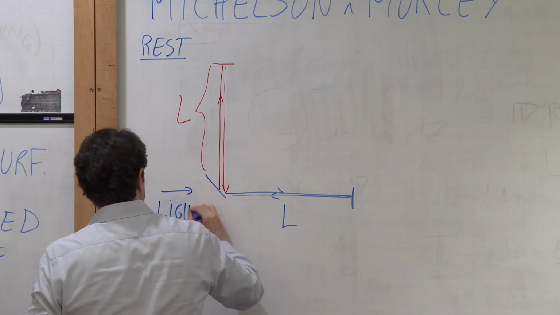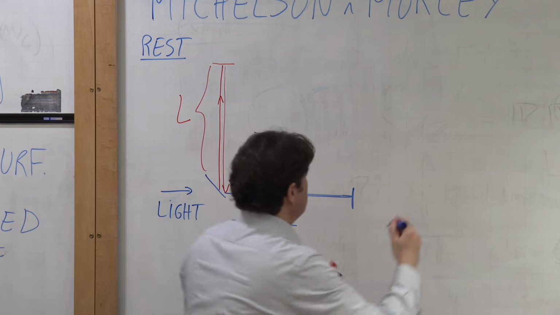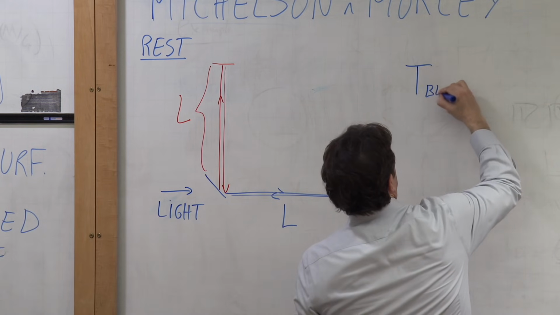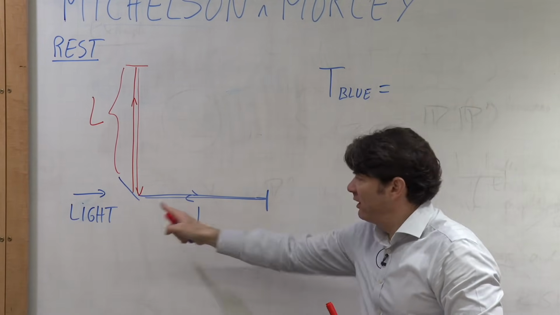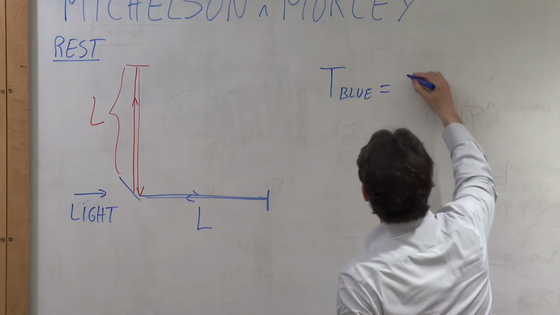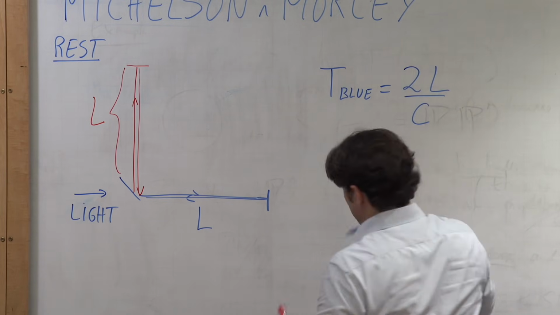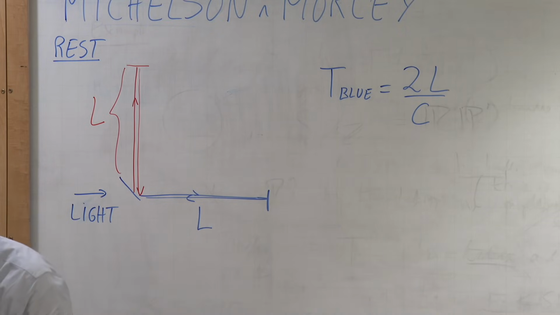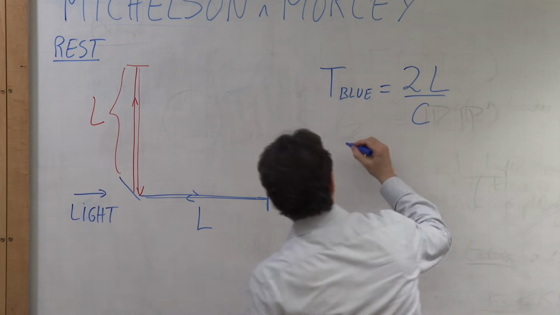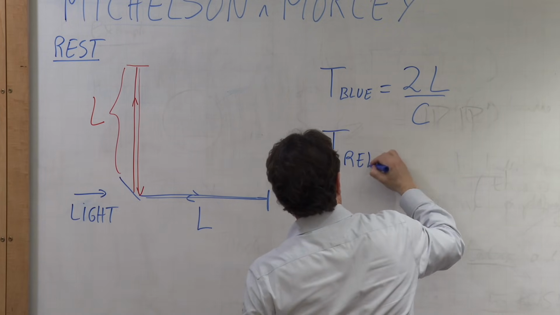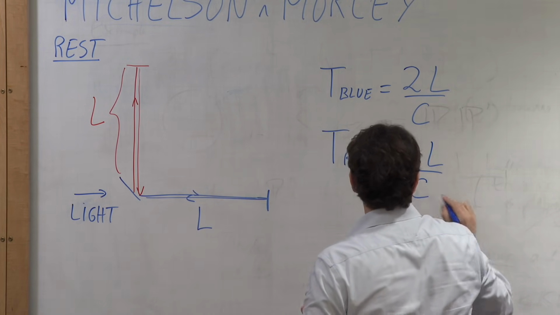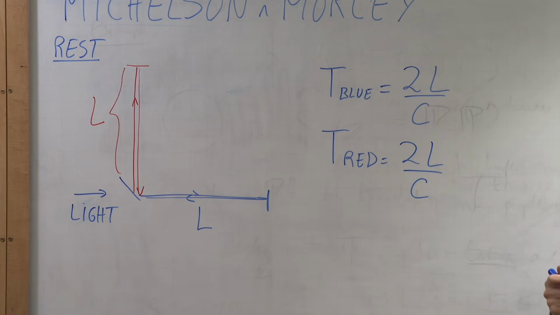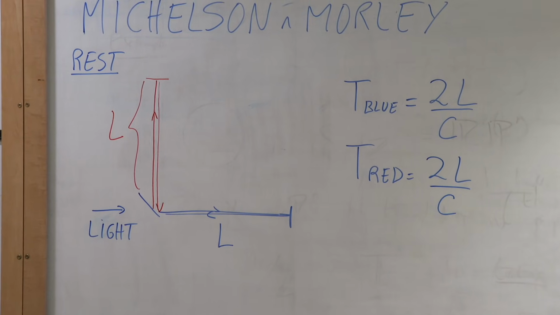If we do this, then the time that light takes to do the blue path is simply distance 2L divided by the speed of light, okay? And the time that the red beam takes to go up and down is also 2L over c, okay? So this is fair enough, easy enough, and I hope we all agree.